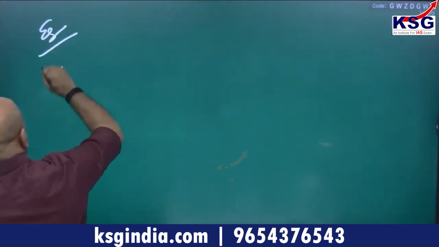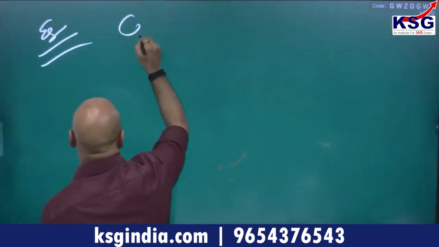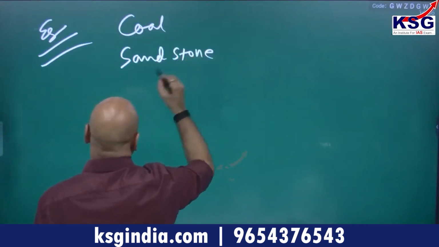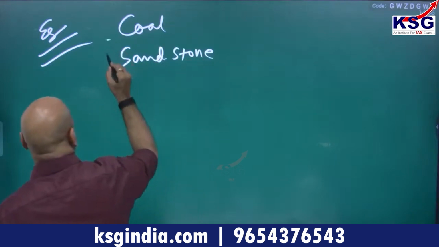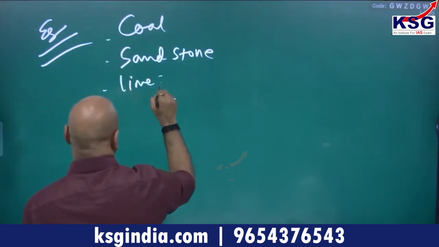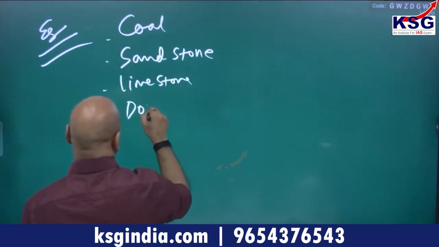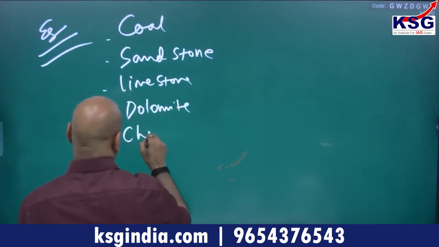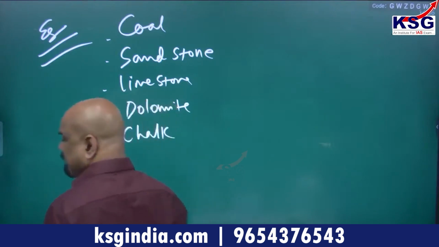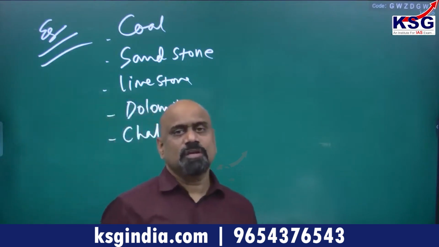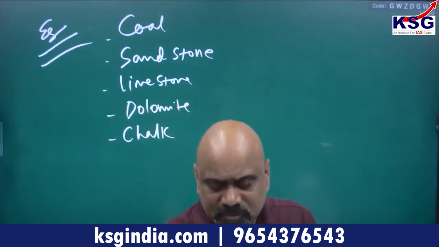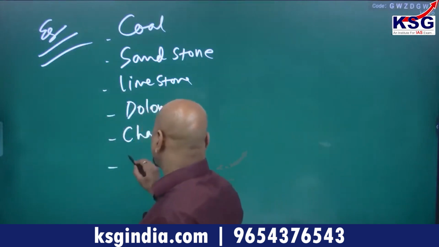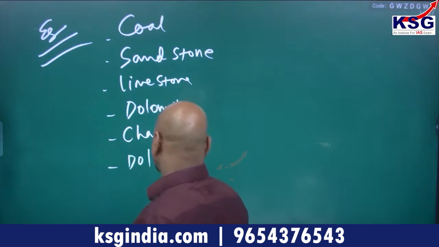Example you can see. Whether porous or permeable, they will be more, so coal is a sedimentary rock. Sandstone, sedimentary rock. Sandstone, coal, limestone, dolomite, chalk. All these are sedimentary rocks here. Chalk is a sedimentary rock. What else? Is gypsum a sedimentary rock? Dolostone, gypsum.